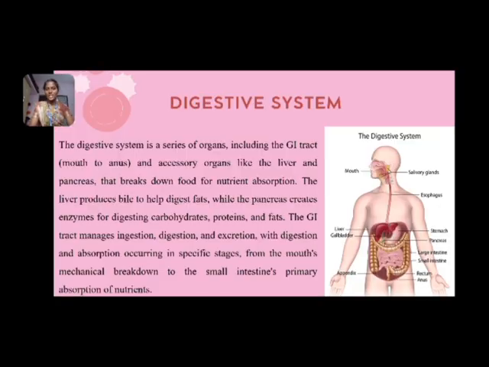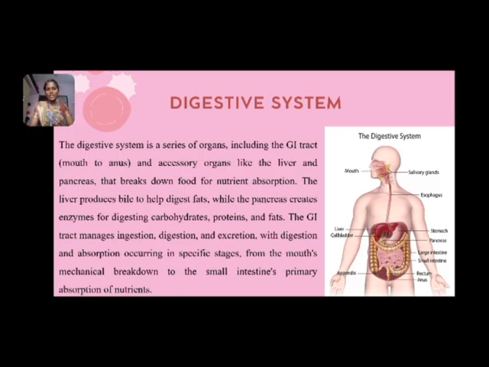Next we move to the digestive system. Digestion takes place from the mouth to the small intestine. The enzymes are produced in the mouth, stomach and small intestine, and specific enzymes act to digest specific types of nutrients. The GI tract starts from mouth to anus. The accessory organs like the liver and pancreas help break down food for nutrient absorption.